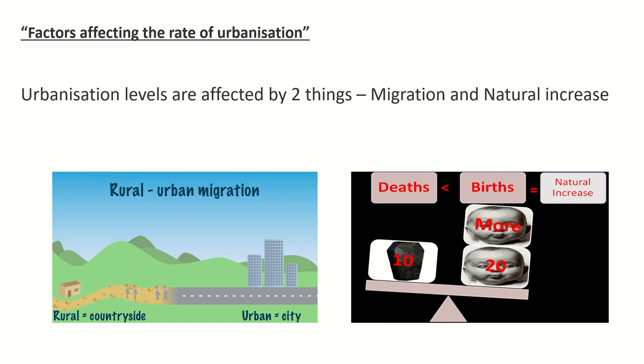Now, if you look at the little image on the screen there, you'll see that sometimes the number of births outweighs the number of deaths. And when that happens, we have something called natural increase. In LICs and NEEs in particular, because the birth rate is still very high and the death rate has fallen, we tend to see a lot of natural increase. That's why cities like Rio de Janeiro in Brazil and Lagos in Nigeria have a significant amount of urban growth, because of that natural increase.